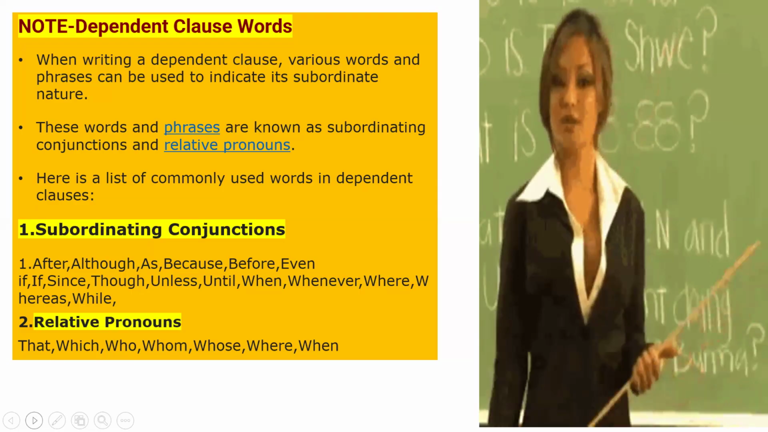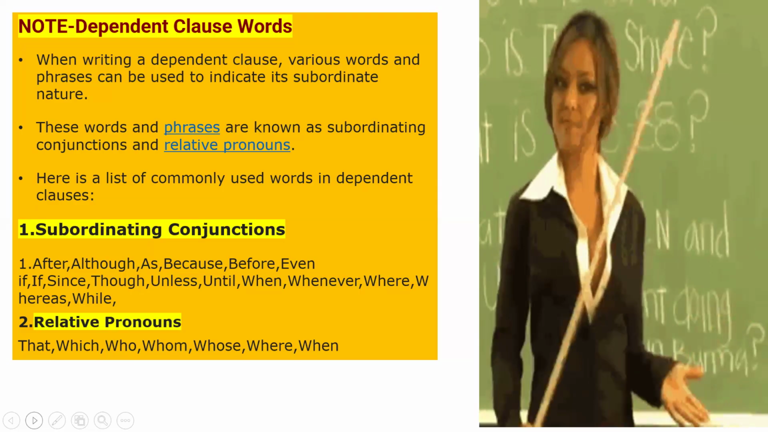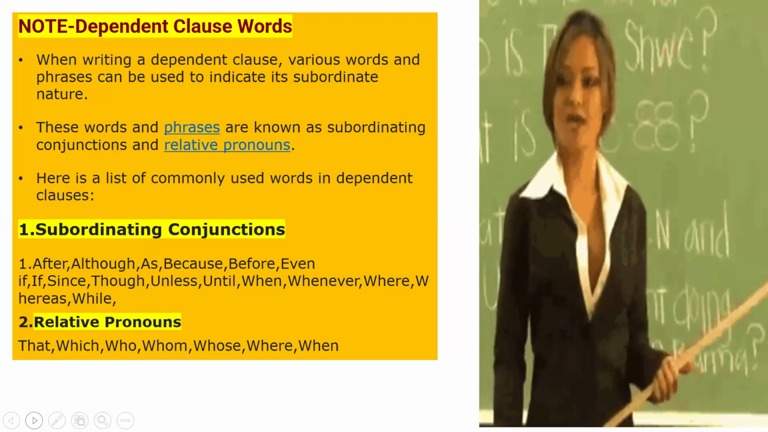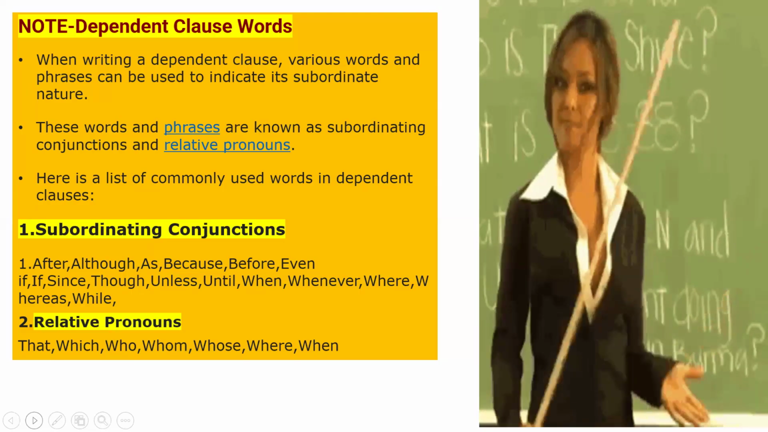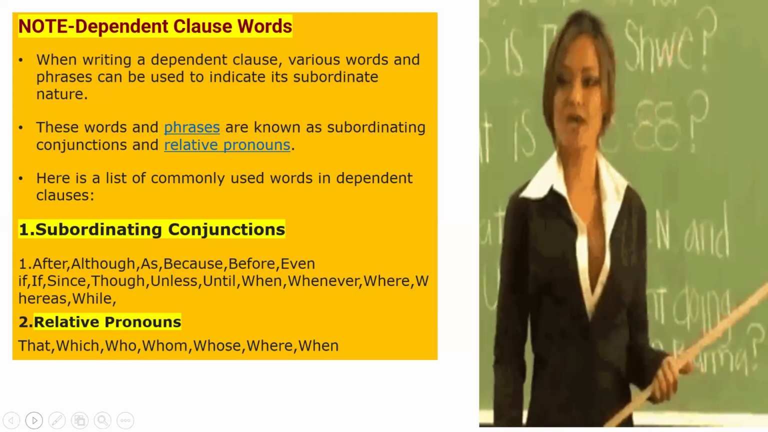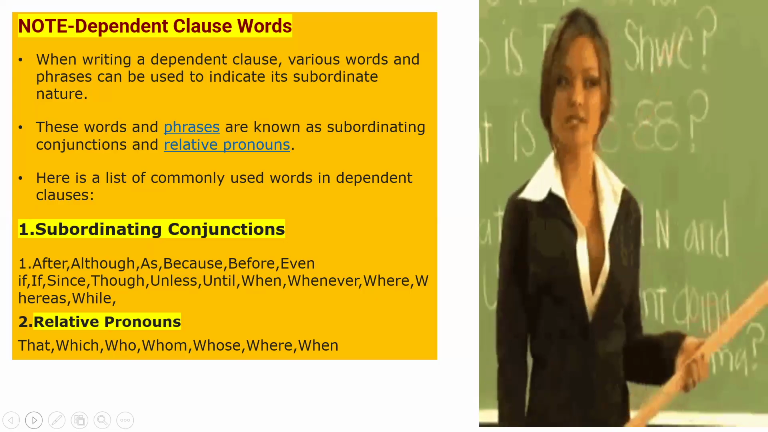These are the subordinative conjunctions given: after, although, as, because, before, even, if, since, though, unless, until, when, whenever, where, while. Relative pronouns are also used as connectors in dependent clauses: that, which, who, whom, whose, where, when.